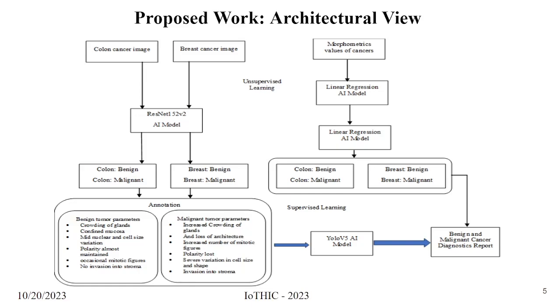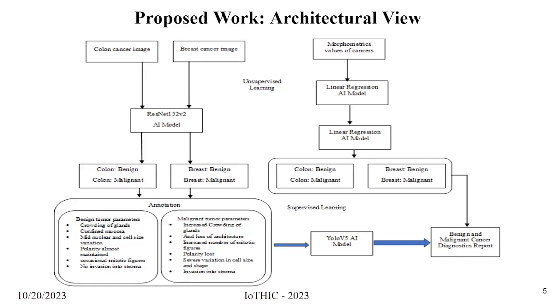When it comes to malignant tumors, we will be using parameters like increased crowding of glands and loss of architecture, an increased number of mitotic figures, loss of polarity, severe variation in cell size and shape, also invasion into stroma. This will be annotated and trained using a YOLO V5 model. And wait, it doesn't end here.